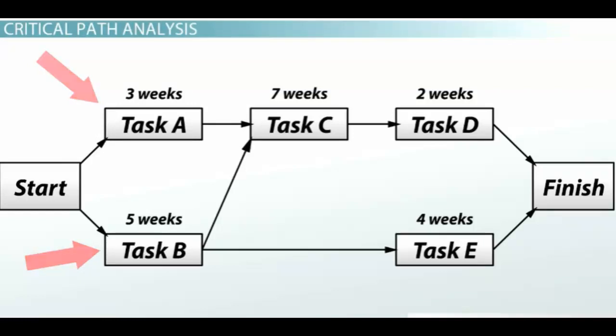How soon can activity C start? After 5 weeks from the start, which is the longest duration of the activities that it depends upon. That means a slight delay in activity A will not have an effect on the overall project's duration, but any delay in activity B has a direct impact. The critical path from the start, therefore, is BC. Continuing this logic results in a critical path of BCD, which is estimated to take 14 weeks total. Any delay in these activities will result in the delay of the entire project.